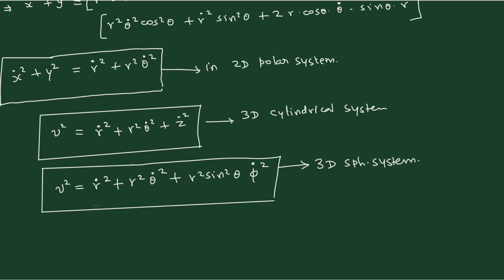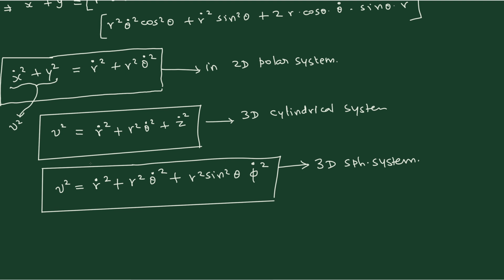That's all. So these are the main expressions for the velocity, and remember this is also velocity square. The first one I have written is only x square plus y square, which is the same as velocity square in the case of two-dimensional. So all of them are v square. Then you simply multiply this by 1 by 2 into m, and you get the kinetic energy.